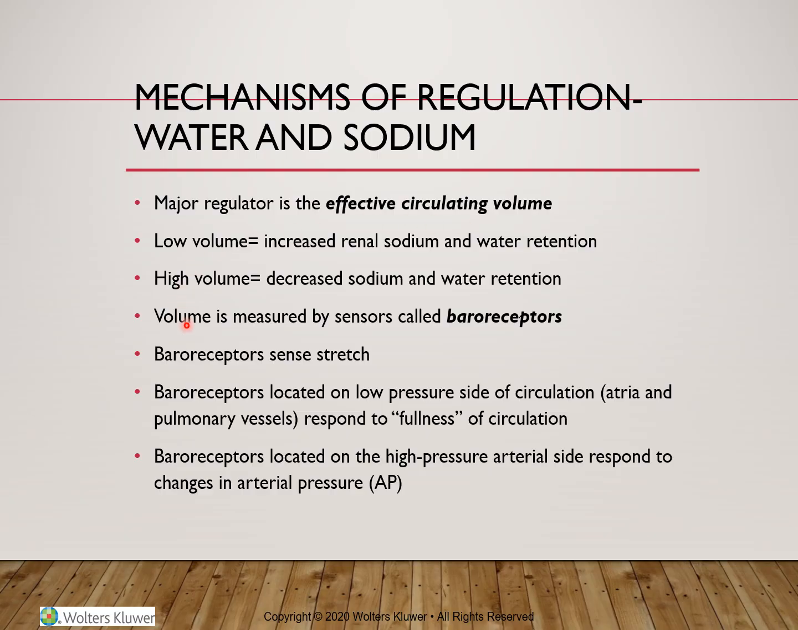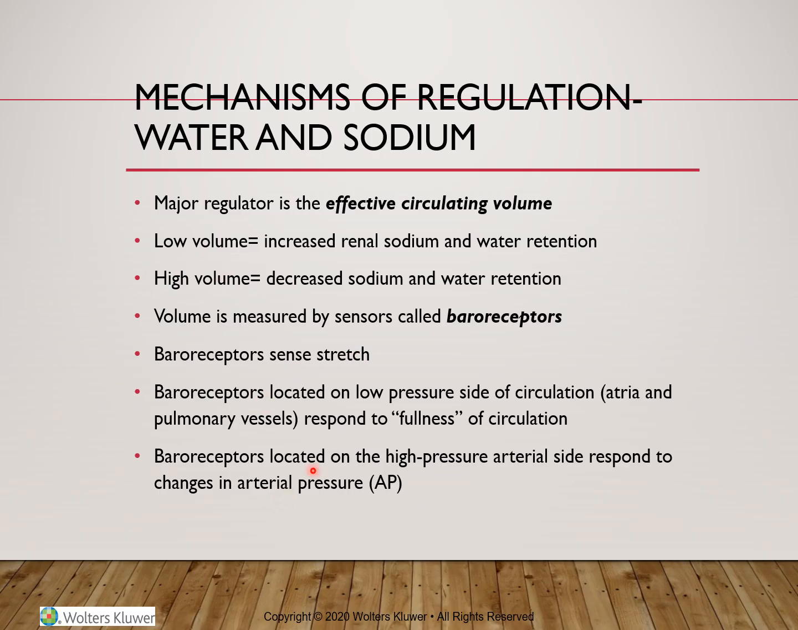How does your body know what the volume is? Well, high and low volume are measured by sensors within the body called baroreceptors. And what baroreceptors essentially are sensing is stretch. So the baroreceptors are located right within the vasculature. So they're in areas of the circulation itself. So we have some baroreceptors on what we call the low pressure side of circulation, so in the atria or in the pulmonary blood vessels. And if those areas of circulation start to stretch or start to become full, that signals those baroreceptors to say, hey, we have a high volume here.